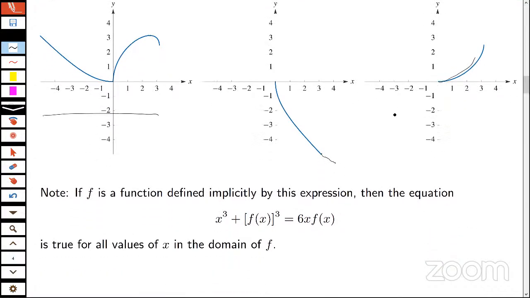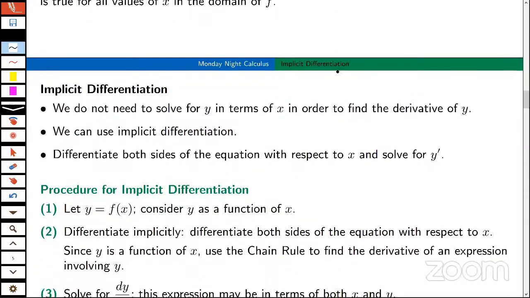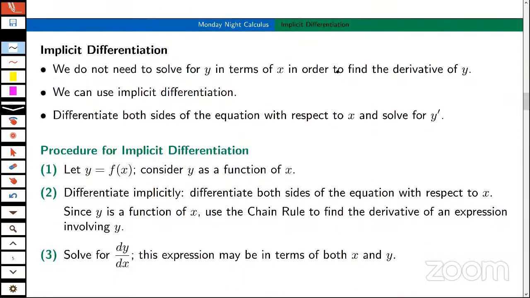So, if f is a function defined implicitly by one of these expressions, or by this one in particular, then this equation must be true for all values of x in the domain of f. Now, this is really a cool technique. When I teach this, I'm often amazed that this really works, especially when we're finding an actual numerical derivative.